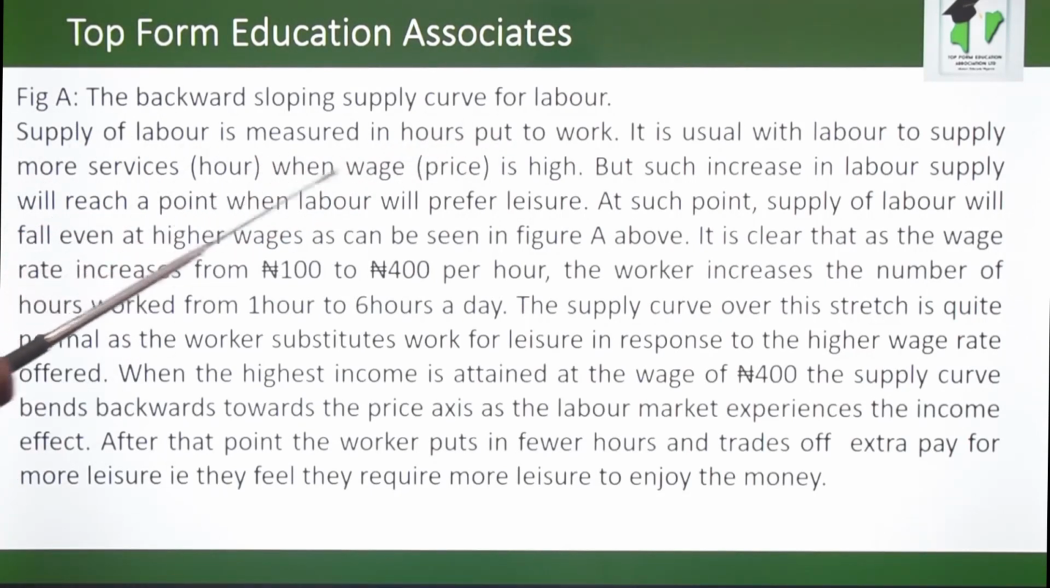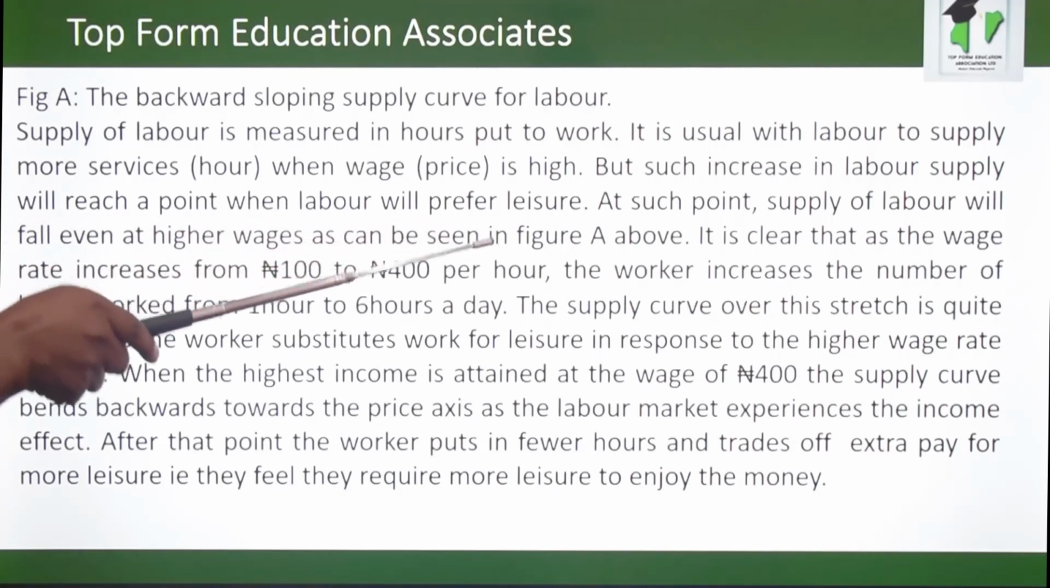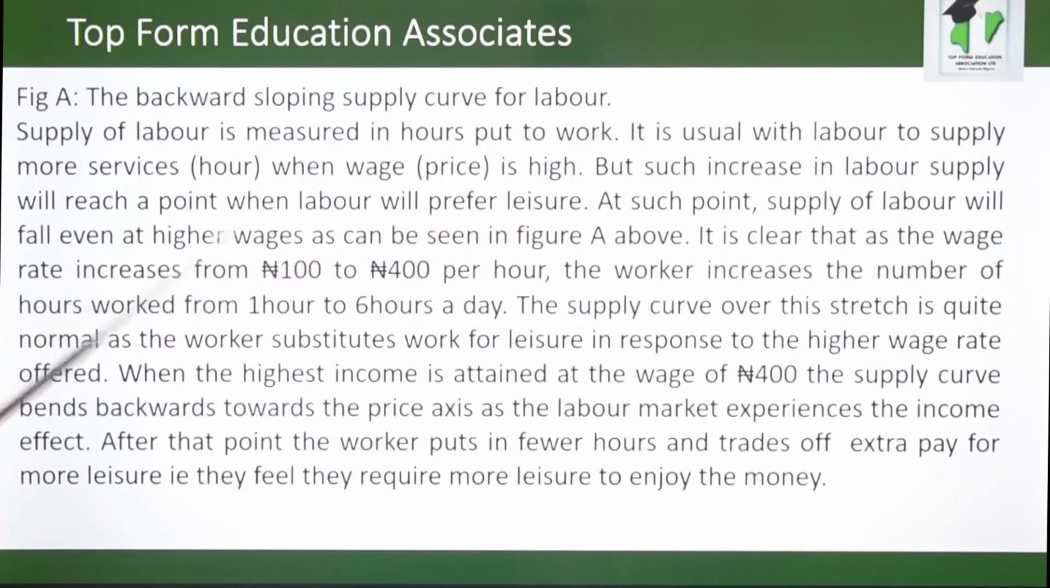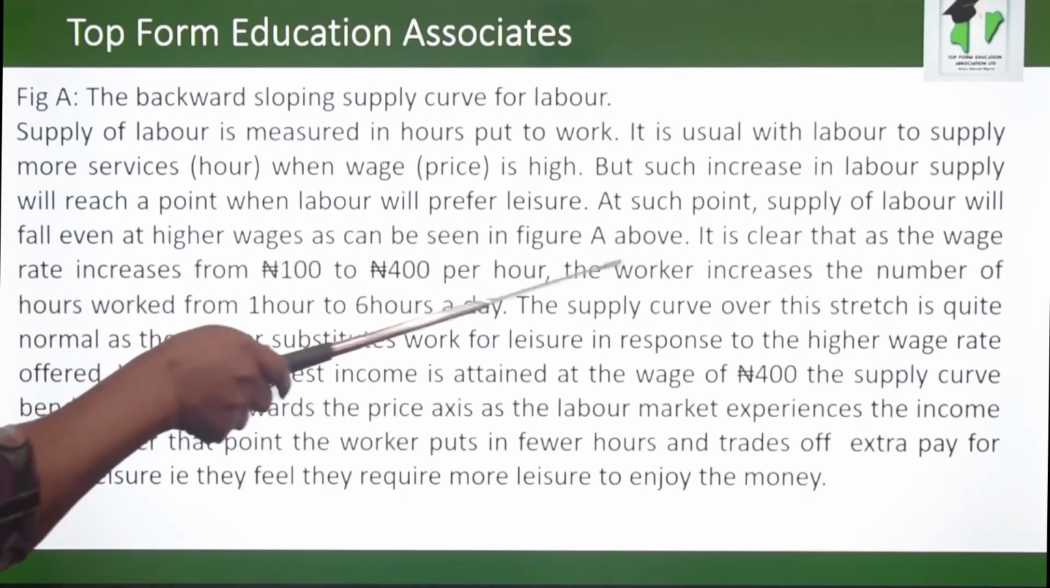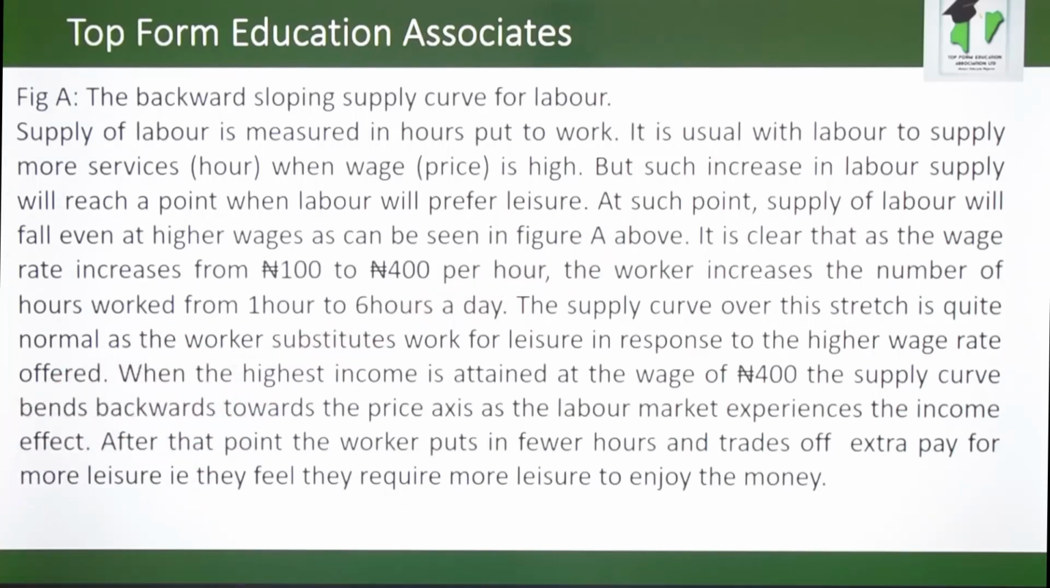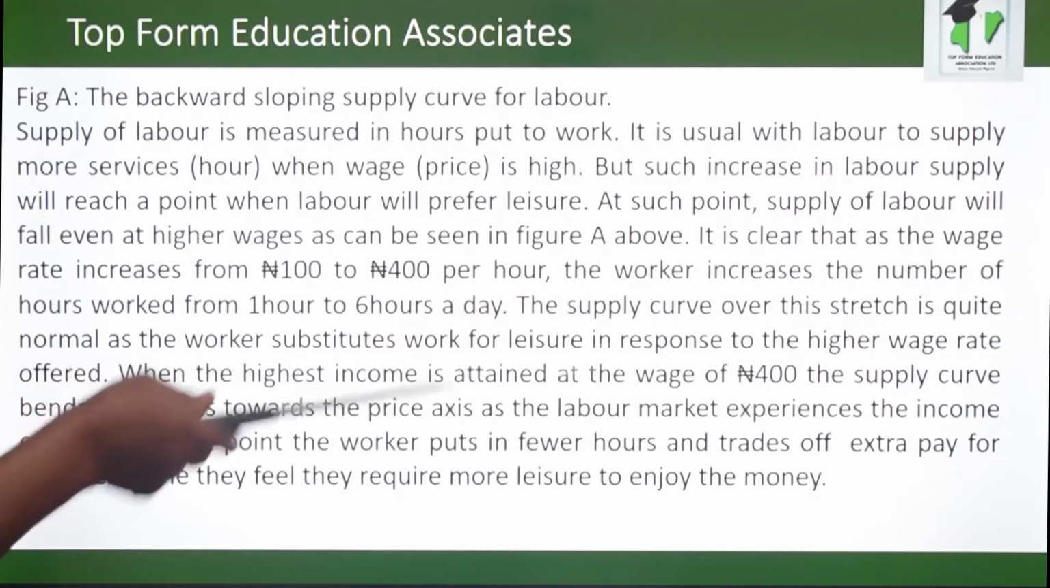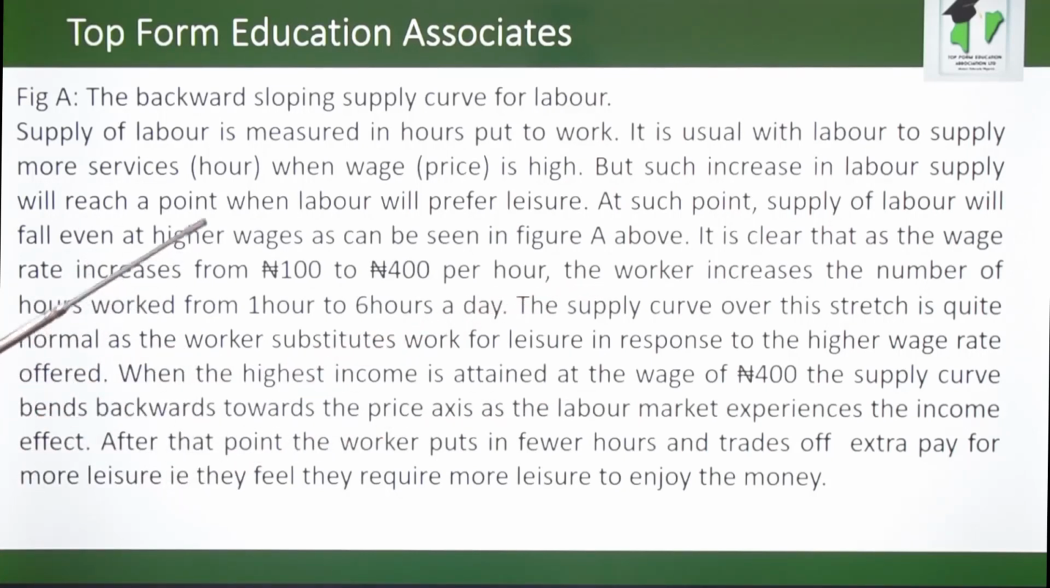Supply of labor is measured in hours put to work. It is usual with labor to supply more services when wages are high. But such an increase in labor supply will reach a point where labor will prefer leisure. At such a point, the supply of labor will fall, even at higher wages, as can be seen in figure A above. It is clear that as the wage rate increases from 100 naira to 400 naira per hour, the worker increases the number of hours worked, from 1 hour to 6 hours a day.